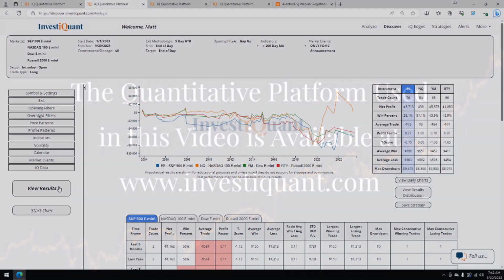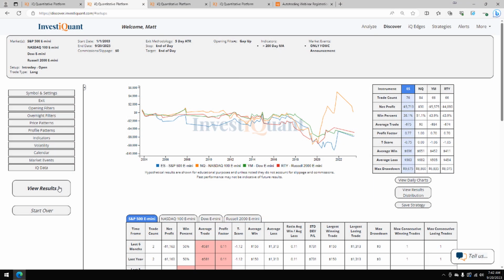All right, here we go. These are the results based upon entering the market long at 9:30 a.m. Eastern Time, exiting at 4:15 p.m. Eastern Time when gapping up on the FOMC announcement when you are above a 200-day simple moving average. Historically, we have 76 samples here in the S&P, 84 in the NASDAQ, 66 in the Dow, 66 in the Russell. Win rates on these coming in a touch light.